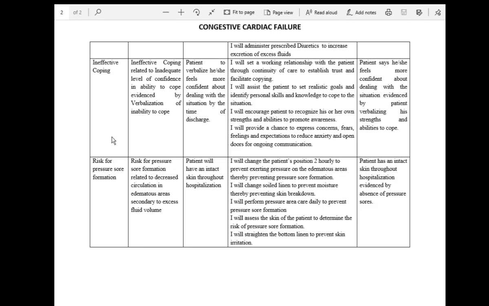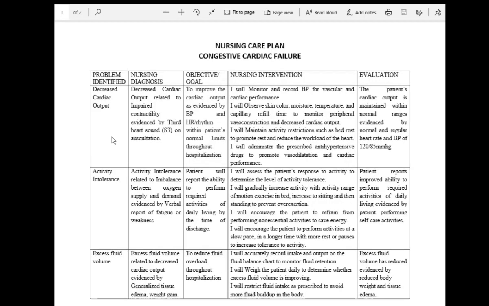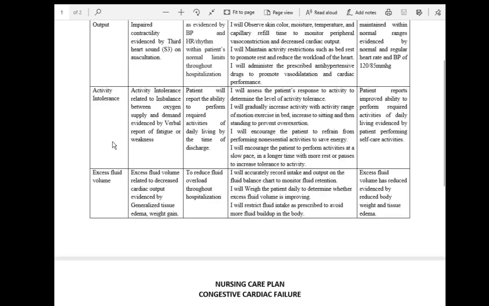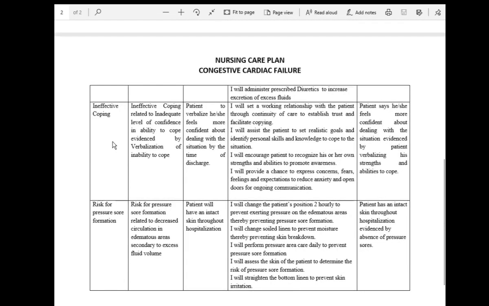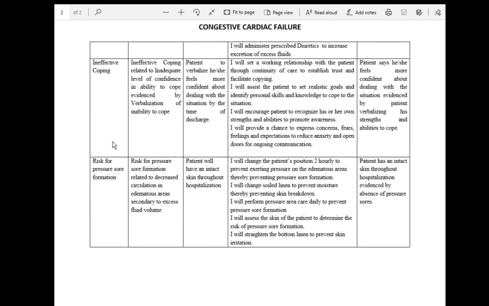So I've come to the end of our lesson, where I've looked at the nursing care plan for congestive cardiac failure, popularly known as heart failure. So we have looked at 5 problems, the first one being decreased cardiac output, then activity intolerance, excessive fluid volume. The fourth one being ineffective coping, and lastly, risk for pressure sore formation.